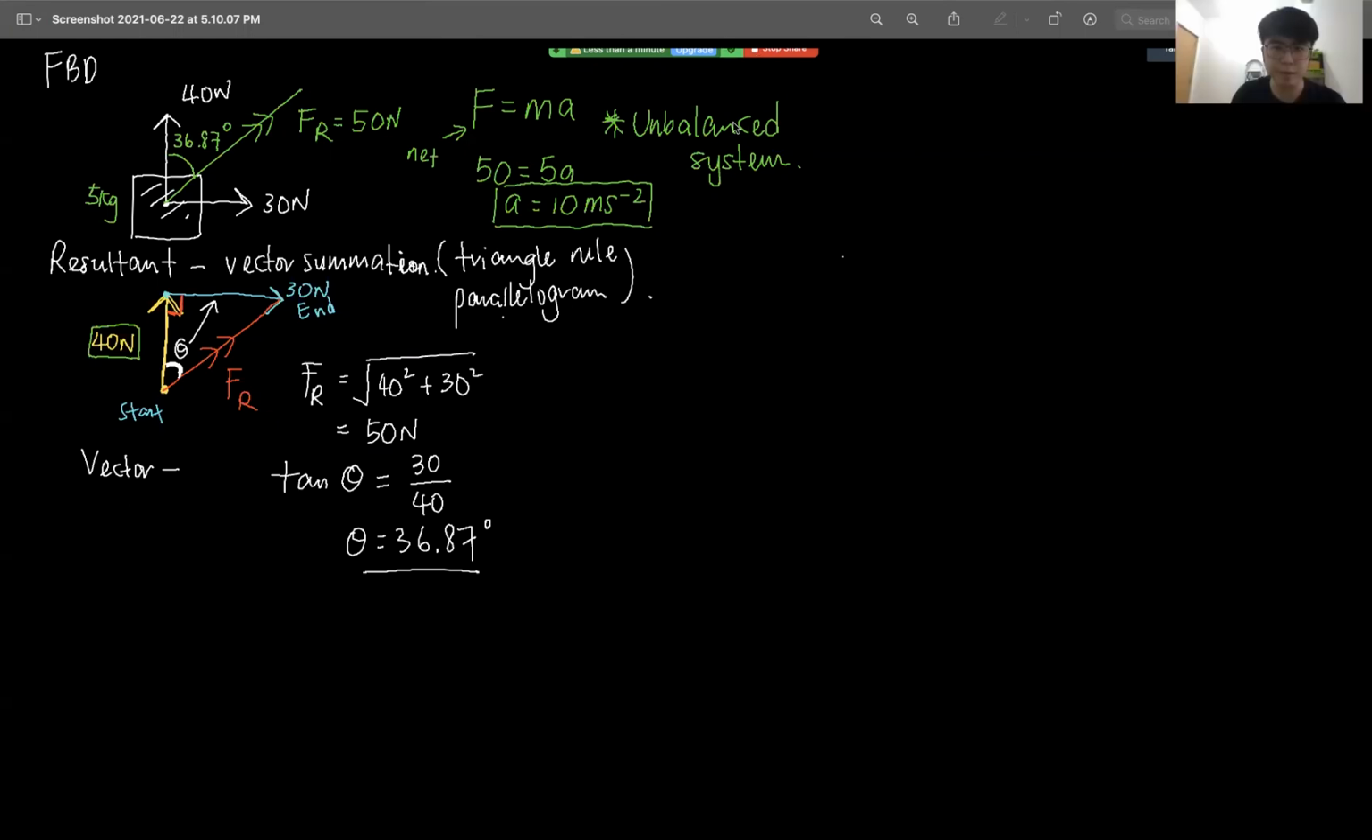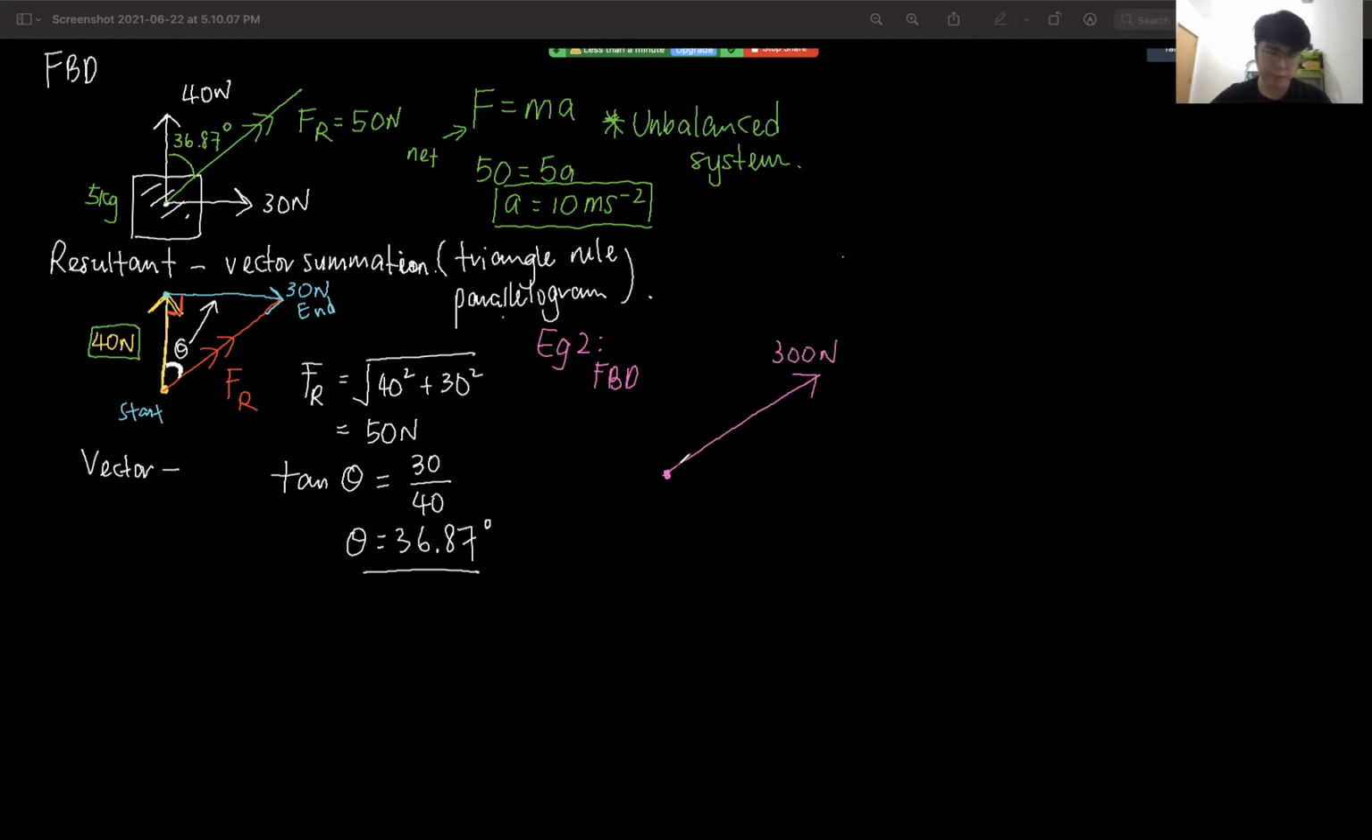OK, 我们继续啊。Example 2. Say 我给你一个 free body diagram. 300 Newton and 400 Newton, separated by 60 degrees.